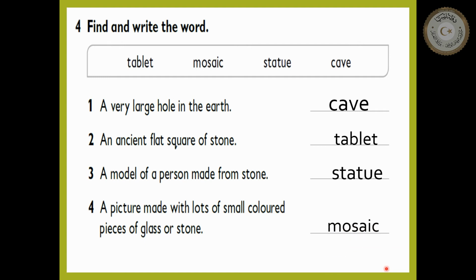Mosaic. So again, if I told you, what's a cave? Can you tell me what's a cave? A cave is a very large hole in the earth. Excellent. Tablet, an ancient flat square of stone. What about statue? What is it? It's a model of a person made from stone. Mosaic? What's the meaning of mosaic? Mosaic is a picture made with lots of small colored pieces of glass or stone.